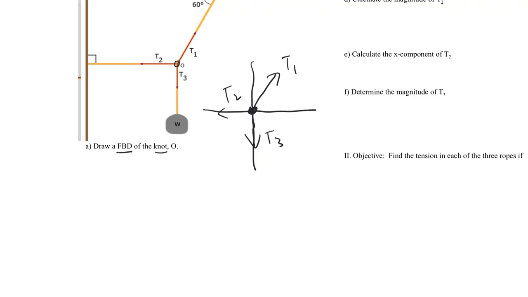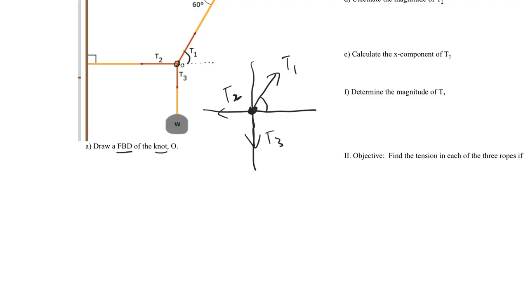Alright, you gotta realize I always want the angles on the slanted forces drawn from the x-axis. So what would that be? Let's look at this picture right here. What would this angle be right there?